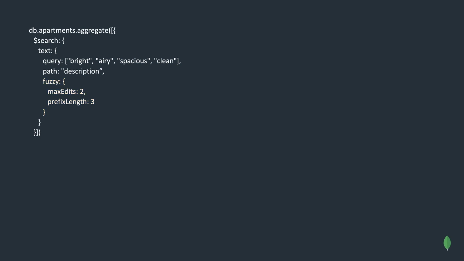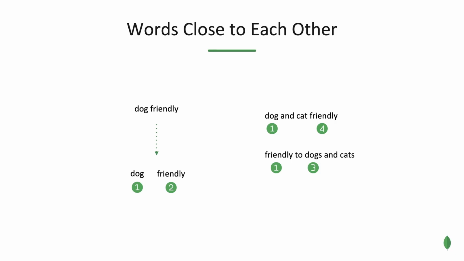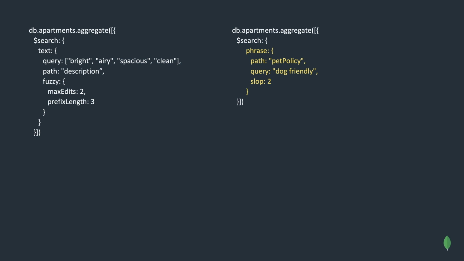So given that, we can mitigate some misspellings in a query, but we also want to be able to constrain words to be relatively close to one another. Consider the words dog friendly. We might want to match documents where the words dog and friendly are maybe within a few words of each other. Say the examples on the right half of the screen. Okay, so we want to specify dog is within a couple words of friendly. We can do something like that with the phrase operator.